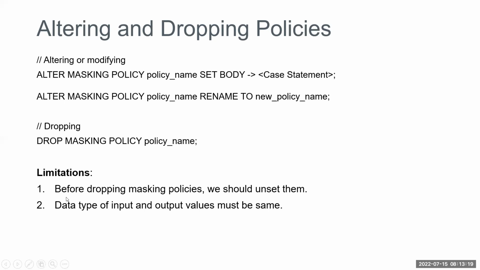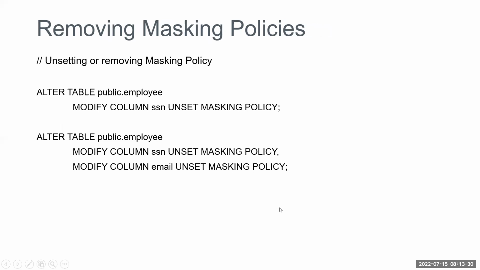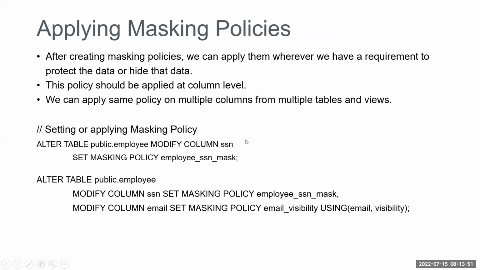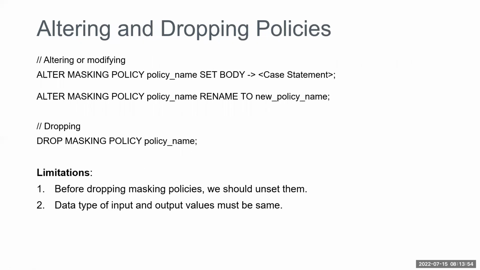These are the limitations actually. Before dropping masking policies, we should unset them. And the data type of input and output values must be the same. We are passing some input parameters, right? Here I am passing the input as an email, and if my input data type is varchar, the output data type should also be varchar. We'll see this in practical. If we specify some other data type here, what will happen? Understood. So this is how we alter or drop the masking policies.